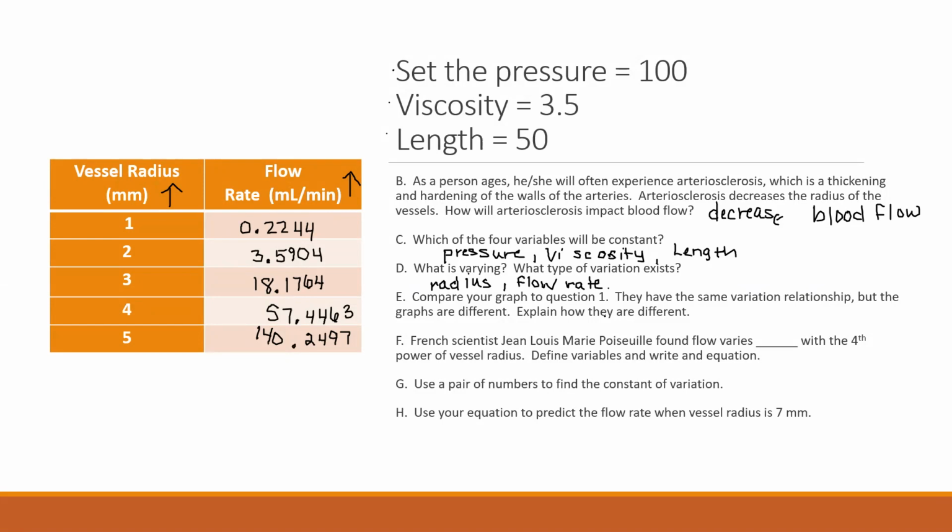So then I asked, well, what type of variation is going on? And so I have to think about what we talked about as the class when we talked about proportional. And we noticed radius increased, flow increased. So when they both increase together, that is direct variation or directly proportional.